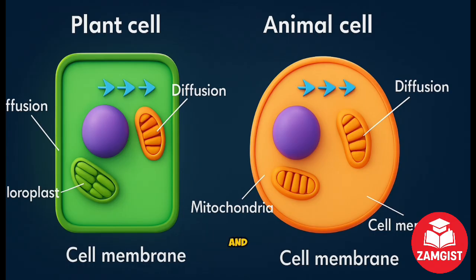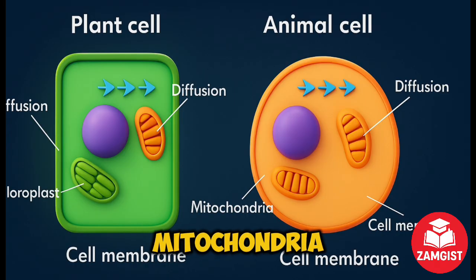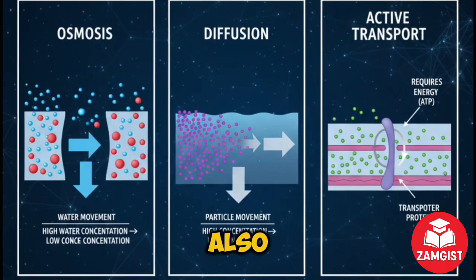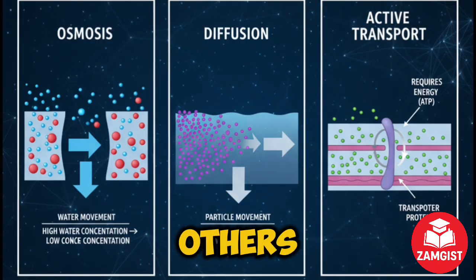Next is the cell and its environment. You must know the structure of the cell: nucleus, cytoplasm, mitochondria, ribosomes, and chloroplasts. Plant and animal cells differ. Plant cells have chloroplast and cell wall, while animal cells do not. You will also study diffusion, osmosis, and active transport. The nutrition in cells includes autotrophic nutrition, like photosynthesis in plants, and heterotrophic nutrition, like animals feeding on others.